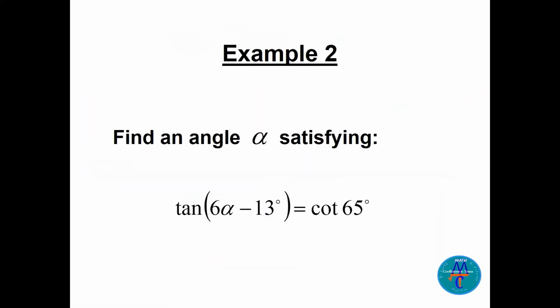Let's look at some easy example, I think. Find an angle alpha satisfying tan of 6 alpha minus 13 degrees is equal to cotan 65. So we need some alpha that will make this equation true.